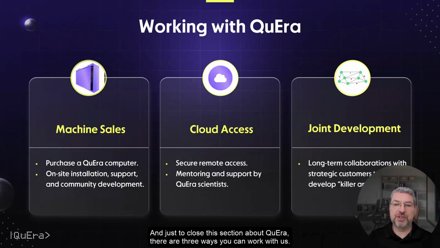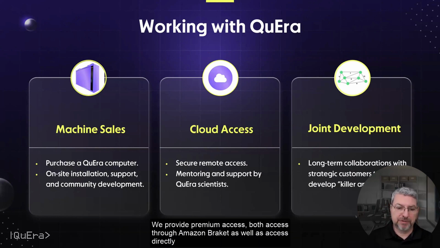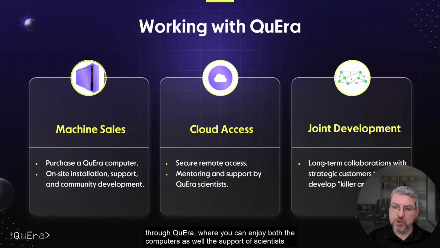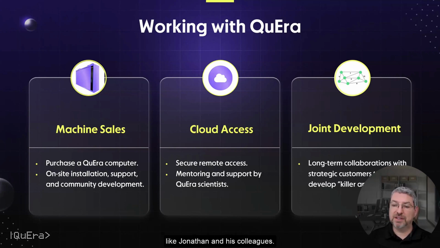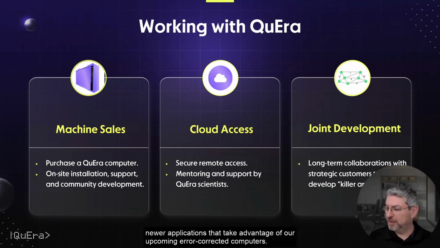And just to close this section about QuEra, there are three ways you can work with us. We deliver machines on premises to integrate with HPC centers. We provide premium access, both through Amazon Braket as well as directly through QuEra, where you can enjoy both the computers as well as the support of scientists like Jonathan and his colleagues. And we also engage in joint development with strategic customers to develop killer applications that take advantage of our upcoming error-corrected computers.